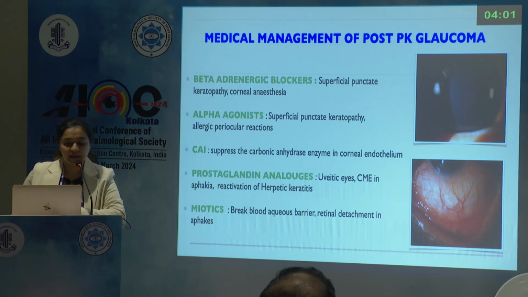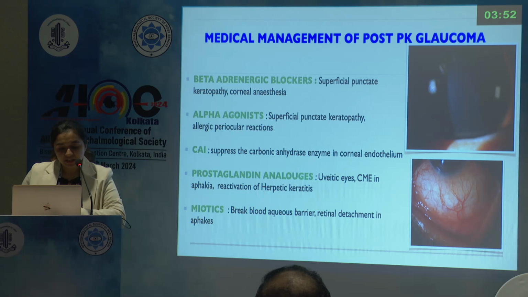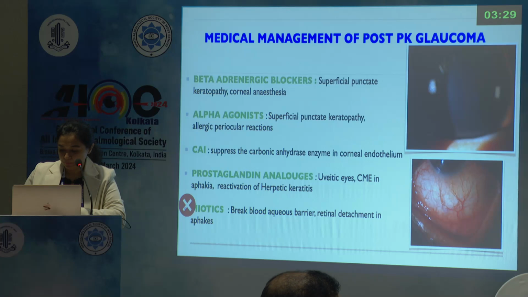I am just highlighting the relevant side effects here. We know that beta blockers and alpha agonists are known to cause superficial punctate keratopathy. Carbonic anhydrase inhibitors can be used for short-term therapy in good grafts which have a good endothelial reserve. But yes, on long-term therapy, they suppress the carbonic anhydrase enzyme in the corneal endothelium and cause graft failure. Miotics are not recommended as they break the blood aqueous barrier and can cause graft rejection. They increase the chances of retinal detachment in aphakic eyes.